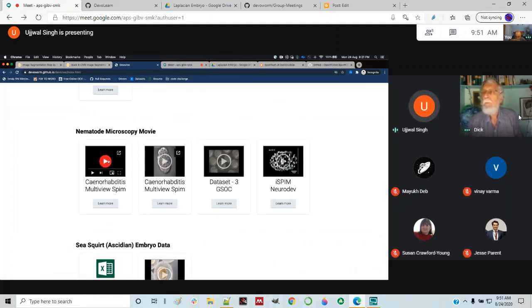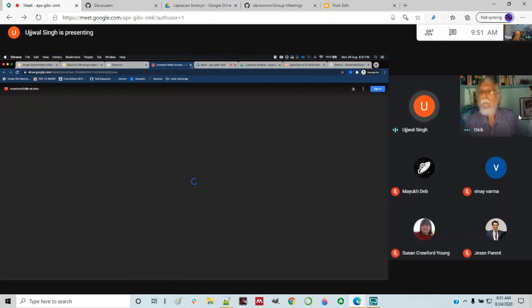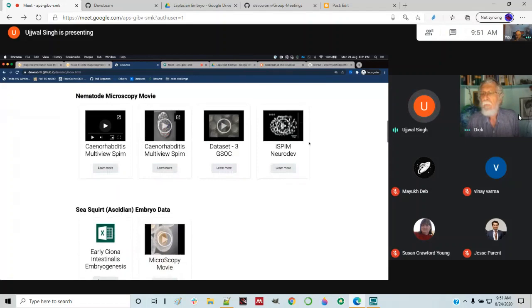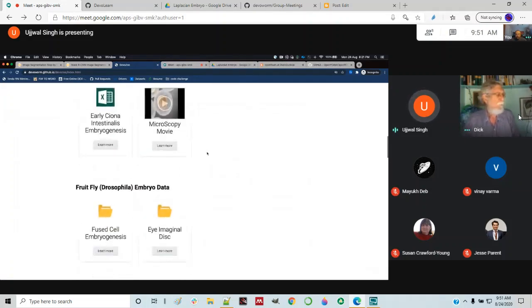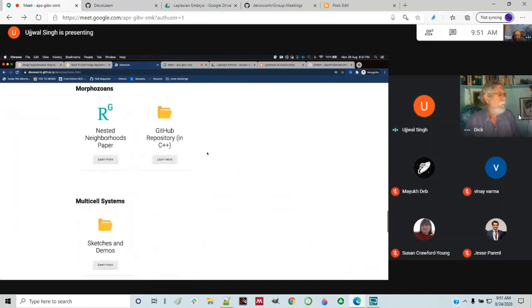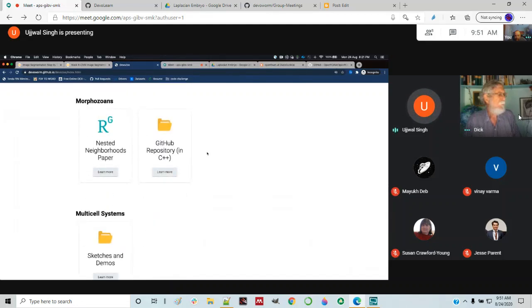So he can either view it in the, I don't know why it is not playing. Yeah, basically you can see here what kind of microscopic data we are giving. I think it might be a problem with my internet or something. So this is the thing. You can see all the videos, then there are different data sets that have been provided by DevoWorm. So I have listed them all, and some research papers, like the listed papers on ResearchGate.